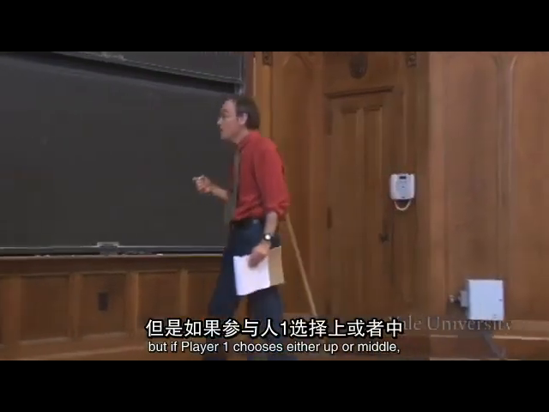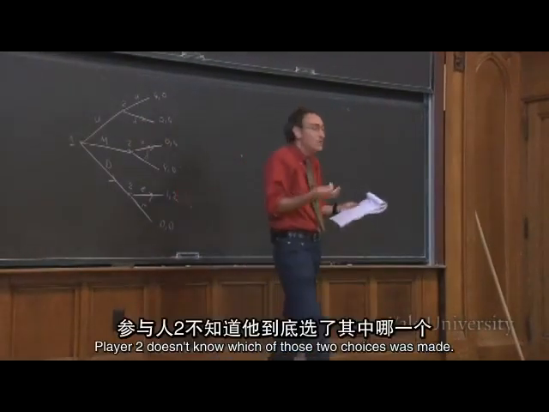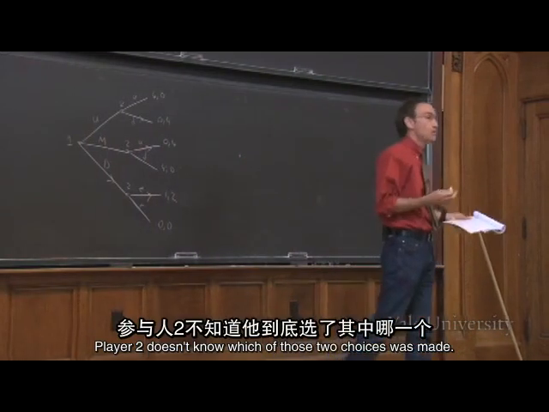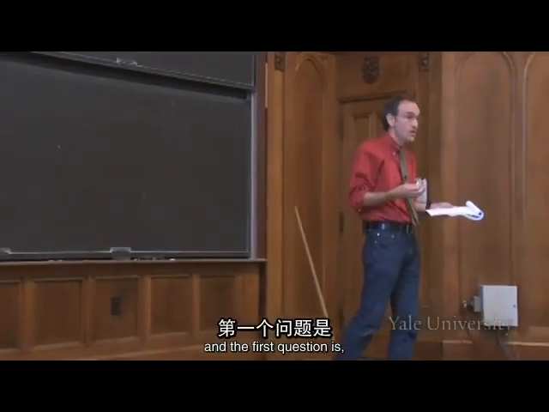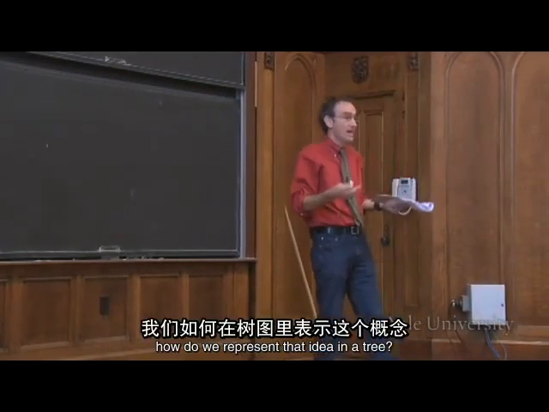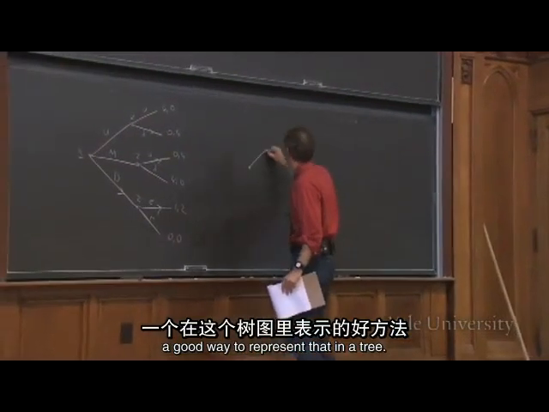But if player 1 chooses either up or middle, I want to capture the idea that player 2 doesn't know which of those 2 choices was made. That's clearly going to change the game a lot, and the first question is, how do we represent that idea in a tree? So let me try and show a good way to represent that in a tree.